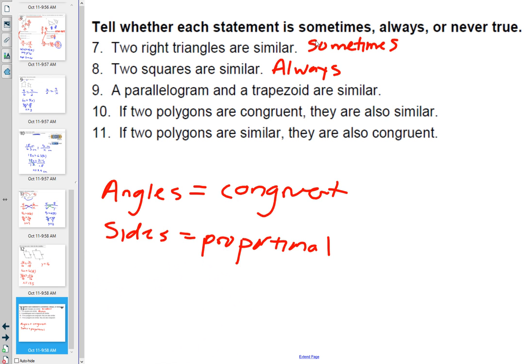Okay, a parallelogram and a trapezoid are similar. Never. Why? Trapezoid. Because the trapezoid has only one side. It has a parallelogram. I mean, no, it has no side. Are you guys asking me or are you telling me?